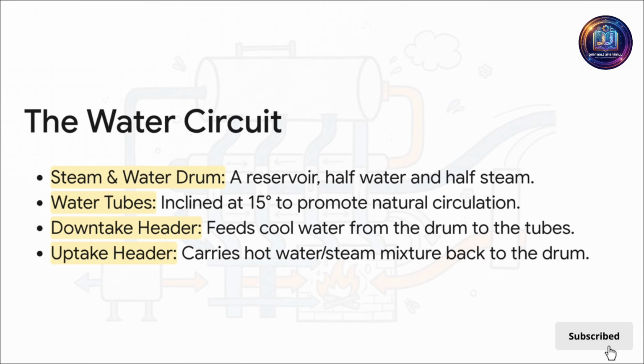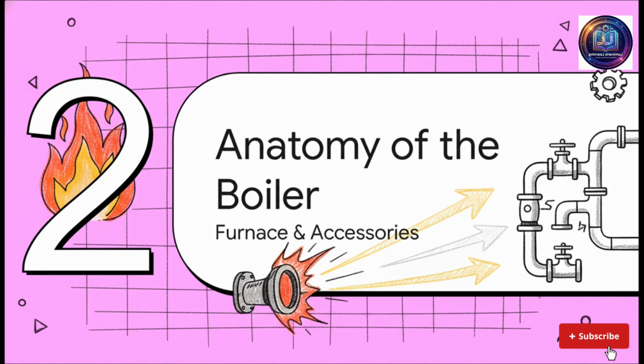And here's the really brilliant part. Those tubes are inclined at a very specific 15-degree angle. This allows the heated water and steam mixture to naturally rise up through the uptake header and go right back into the drum. That simple little tilt is what drives the entire circulation. No pumps needed. It's natural circulation in action. Pretty cool, right? All right, so that's the water circuit.